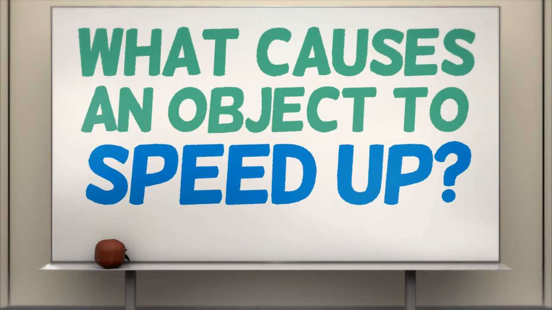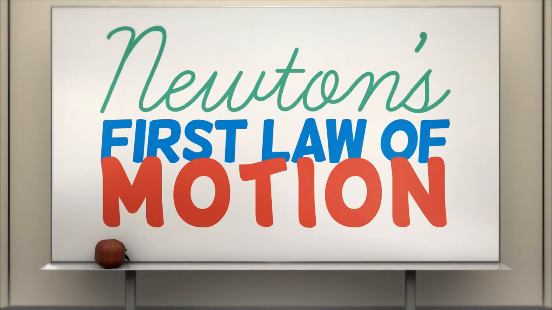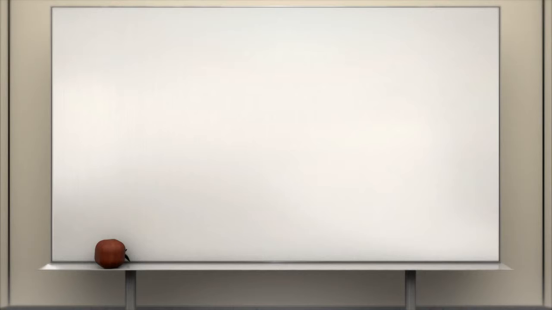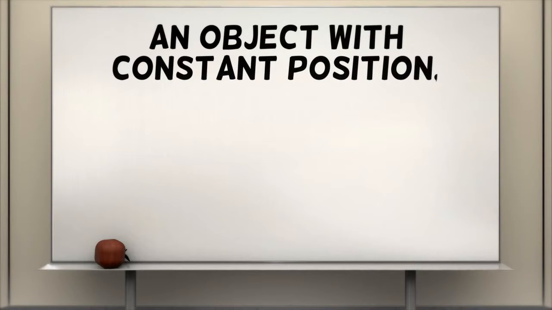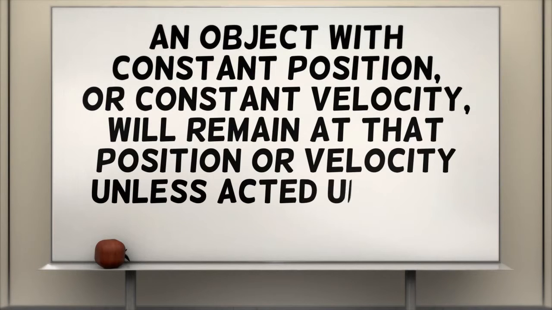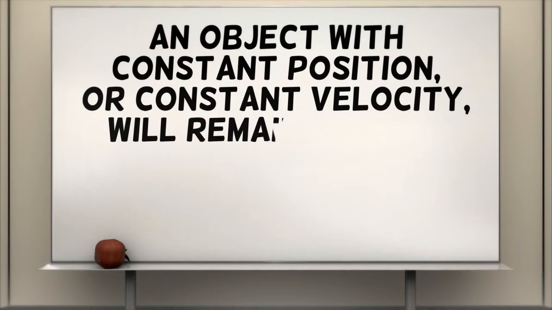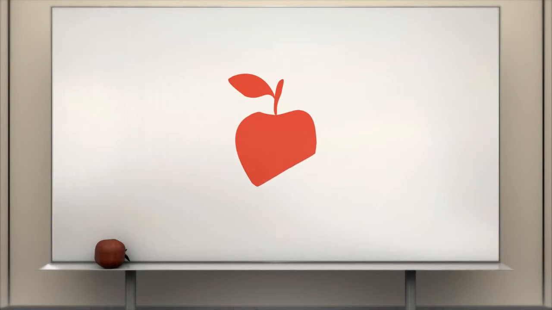At the start of the video, we asked the question, what causes an object to speed up? Newton answers this question in his first law of motion. An object with constant position or constant velocity will remain at that position or velocity unless acted upon by a net external force. Well, this is just reiterating what we already realized. The only thing that could cause our apple to accelerate was a force.